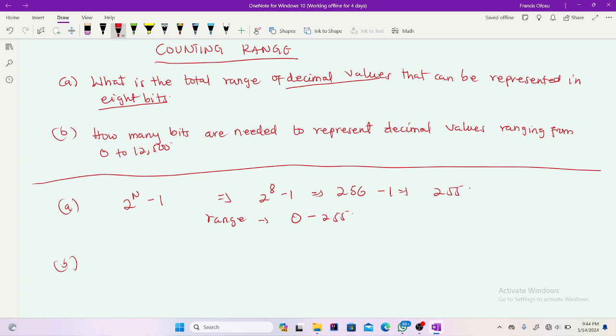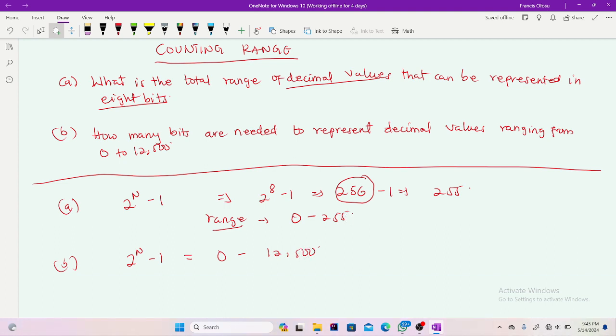So 2 to the power n minus 1, which is the range, is now giving us 0 to 12,500. So let's see something here. Whenever you have 2 to the power n, that is 256 numbers, but when you introduce the range, we simply deduct 1 from our total number, and then we say that we are starting from 0 to 255.